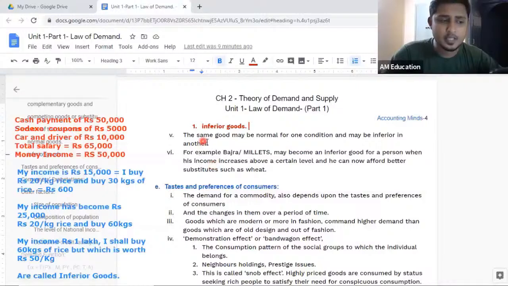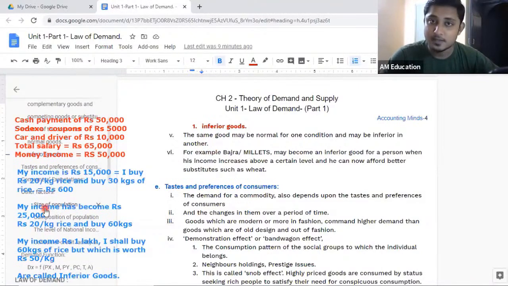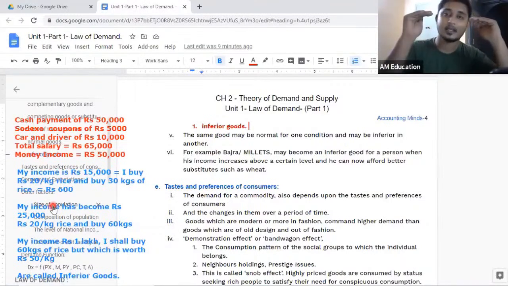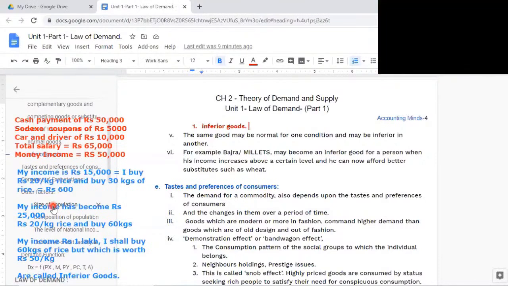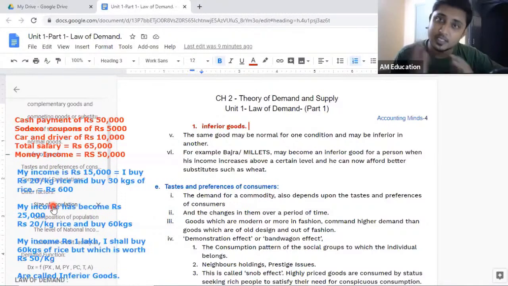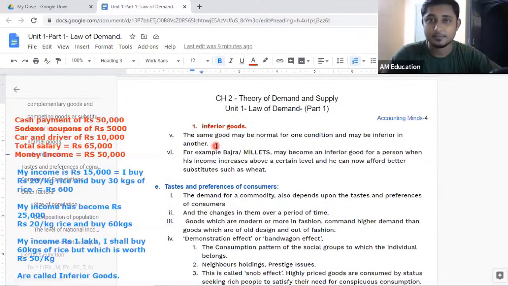The same good may be normal under one condition and inferior in another. Here it is normal in the first two cases. How do you say something is normal? Income increases, demand increases, then this is a normal good. Even with a further increase, if the demand decreases, then this becomes an inferior good. The same good, but a different situation. In these two conditions the good is normal, but beyond this condition it became inferior.